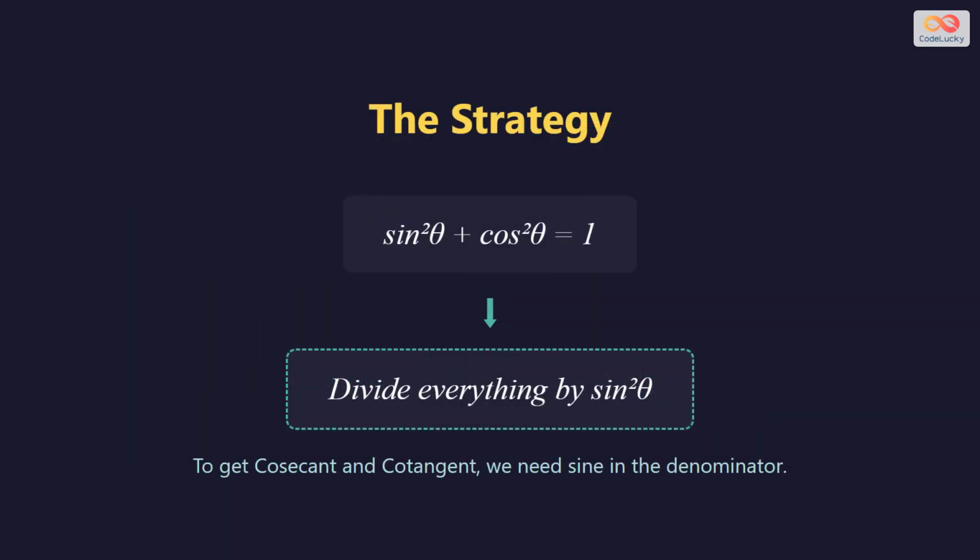So, how do we transform our main identity into the cotangent form? The strategy is simple. We need to create fractions. Specifically, we want to divide the entire equation by sine squared theta. This will force sine terms into the denominator.